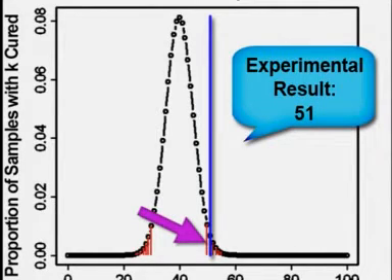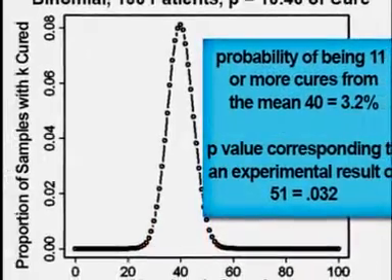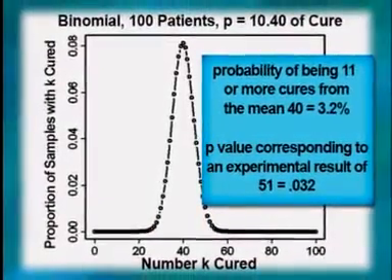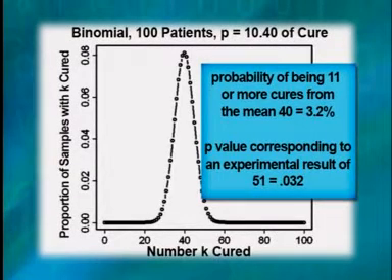Well, the result, 51%, as you can see, lies in the red, and we can actually compute it. The p-value is 0.032, meaning that the probability of being 11 off from the expected 40, either less or more, would happen only 3.2% of the time by accident alone. And so we count this as strong evidence that we should reject the null hypothesis that the medication doesn't have any effect.